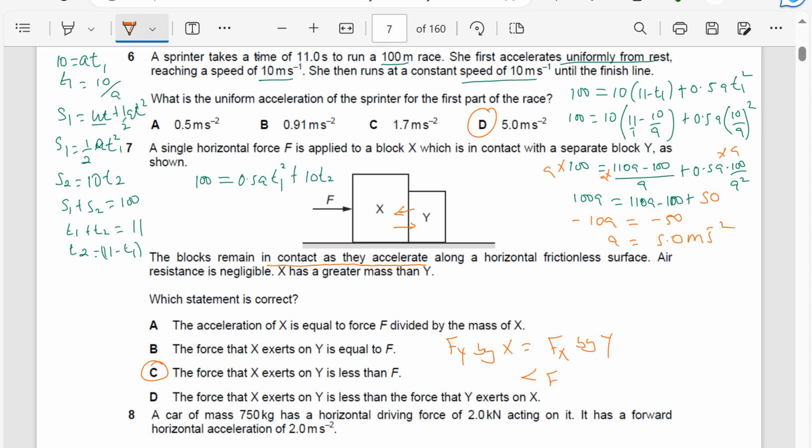If F is the force on X, X will exert a force on Y which is less than F. And that means by Newton's third law, the force on X by Y is equal but opposite to the force on Y by X, which is going to be less than F. So the force that X exerts on Y is less than F. This is what makes sense. So the answer is C. I've used Newton's third law.